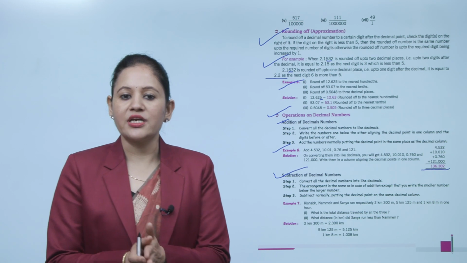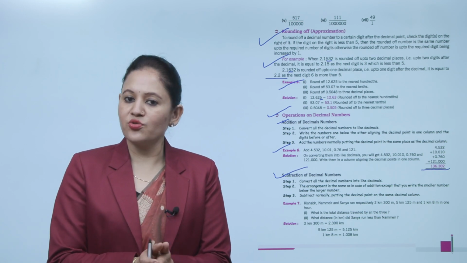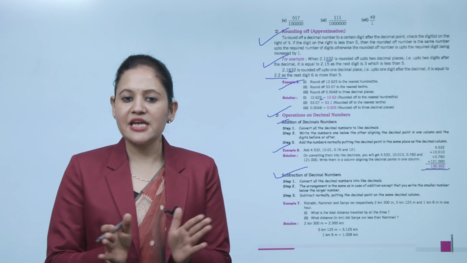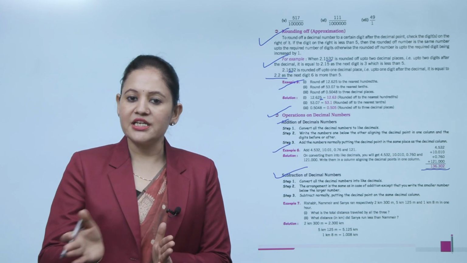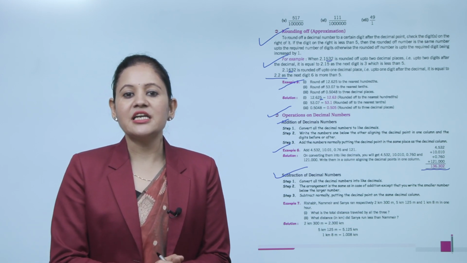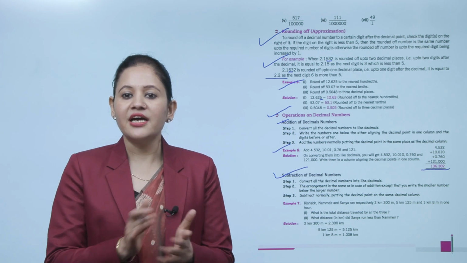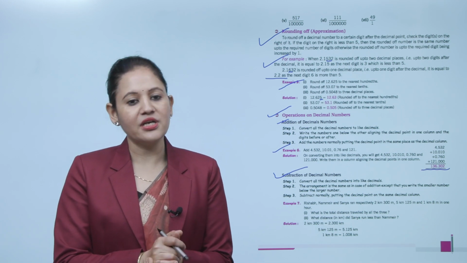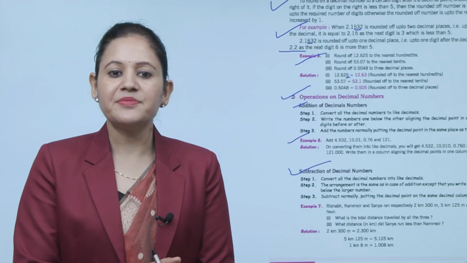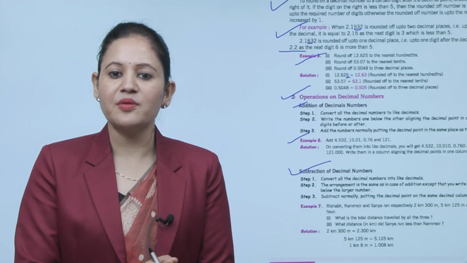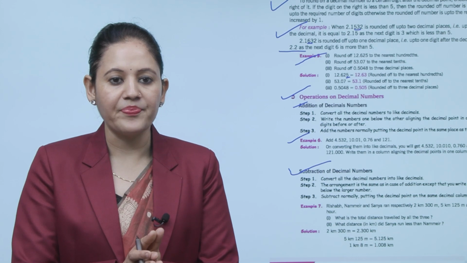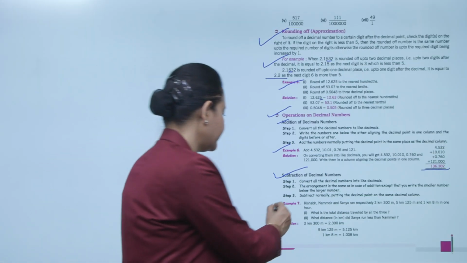So step 1, convert all the decimal numbers into like decimals. So first our step will be to convert them into like decimals. The arrangement is the same as in the case of addition, except that you write the smaller number below the larger number. Clear? Step 3, subtract normally, putting the decimal point in the same decimal column. Now we'll take an example.